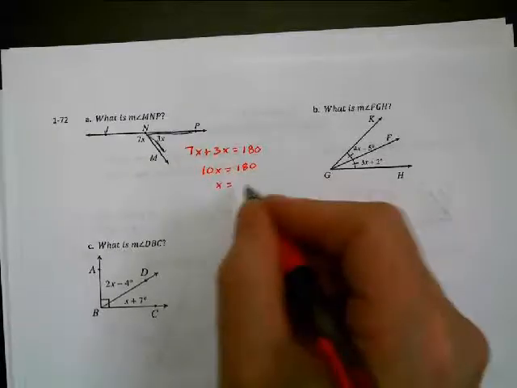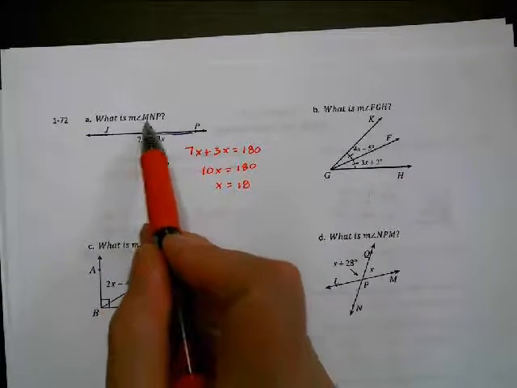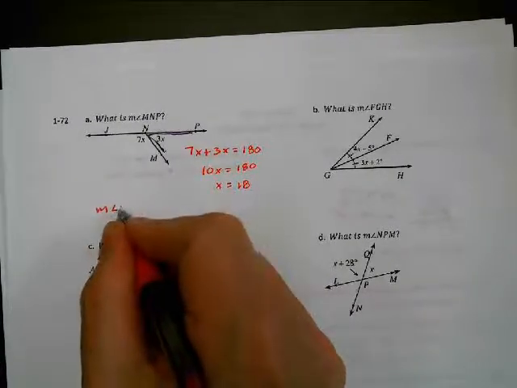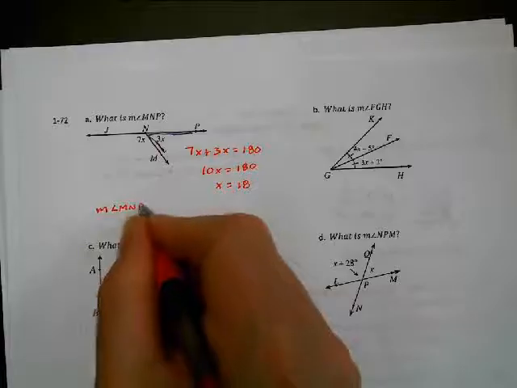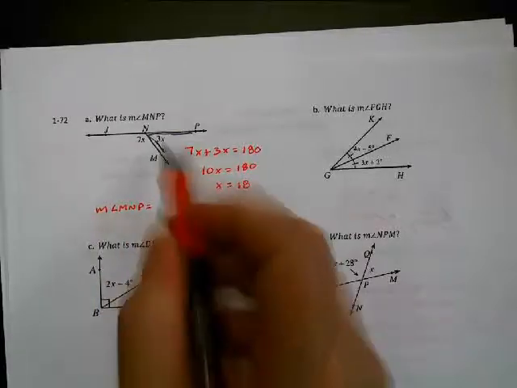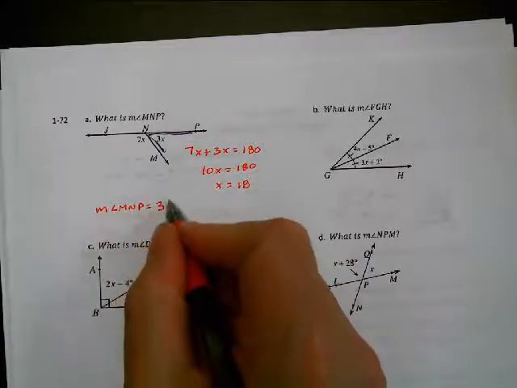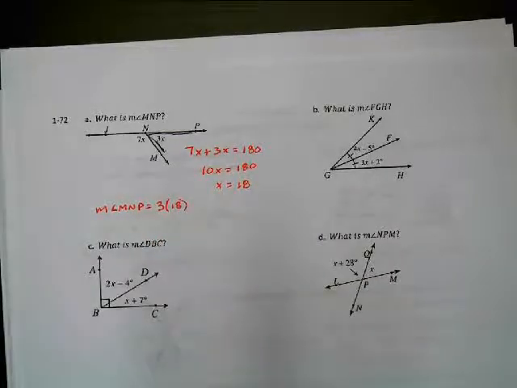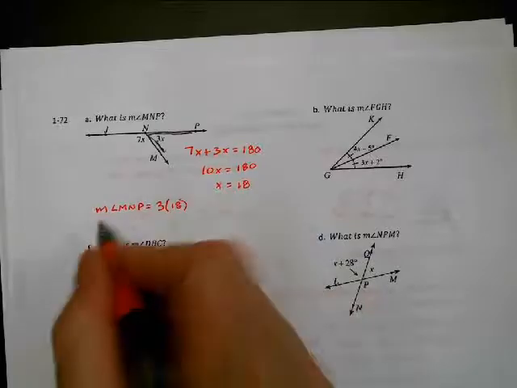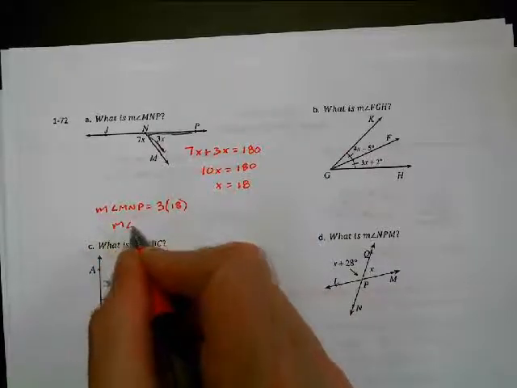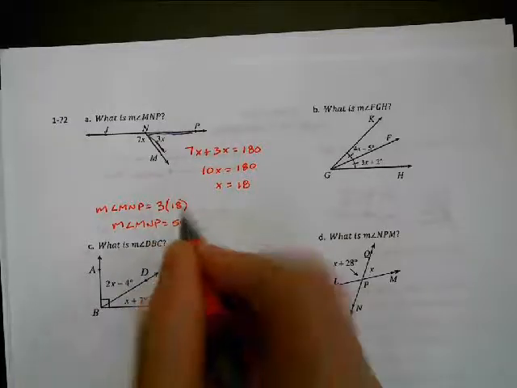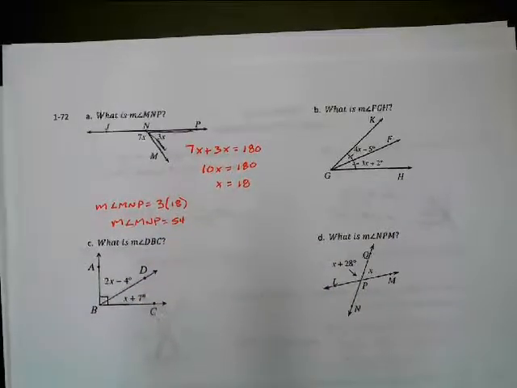Now I'm looking for the measurement of angle MNP. So to find the measurement of angle MNP, I know that that is 3x. Now that I know that x is 18, I do 3 times 18. And 3 times 18 is 54. So now I know that the measurement of angle MNP is 54. So I have to solve for x and then substitute into the original equation for that one.